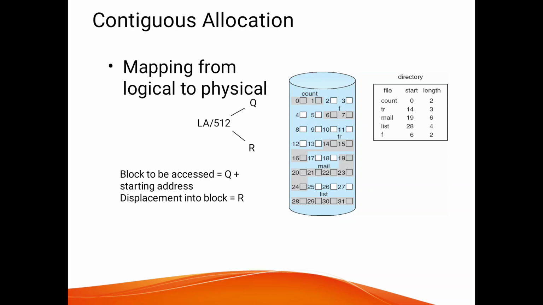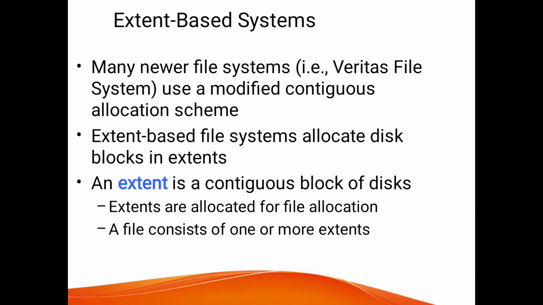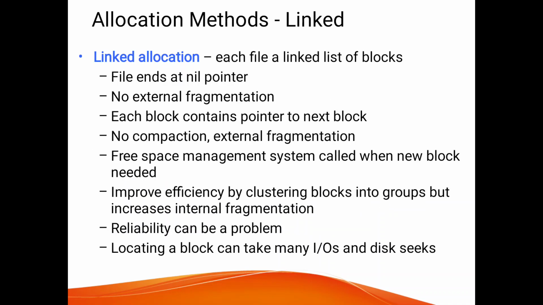So the displacement value gives the target address, which can be computed from the starting address plus q, plus the displacement. Extent-based systems: many newer file systems use a modified contiguous allocation scheme, that is, extent-based file systems. They allocate disk blocks in extents. An extent is a set of contiguous blocks of disk. The file consists of one or more extents.